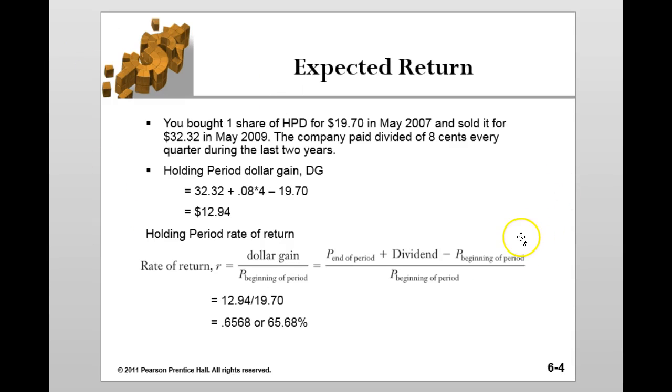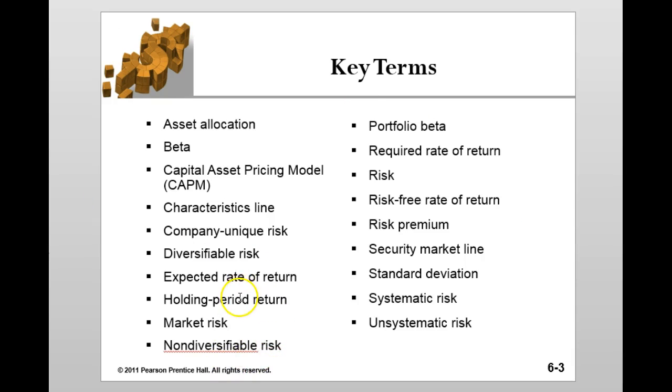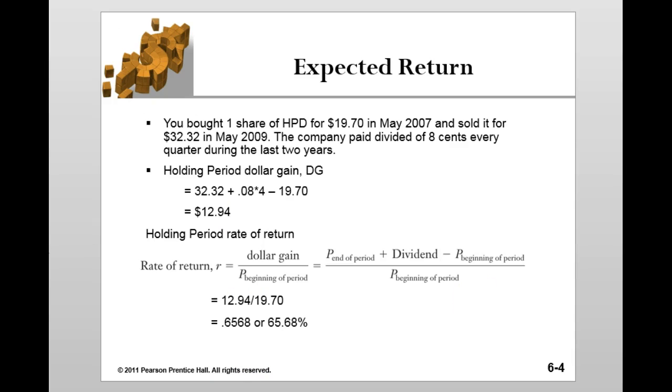Then we're going to start right off with a calculation. Remember back in the terms, we talked about a holding period return. Well, we're going to find out what that is. We bought some shares for $19.70 in May 2007, and we sold them in 2009 for $32.32. And along the way, the company paid us 8 cents every quarter during the last 2 years.